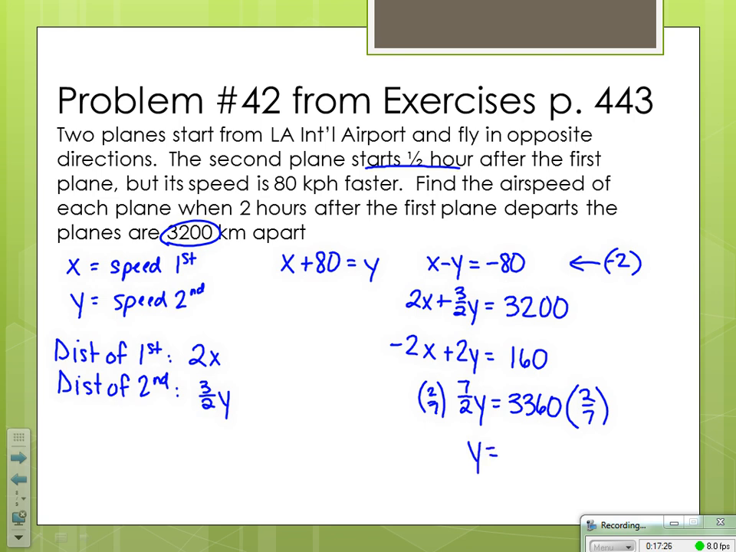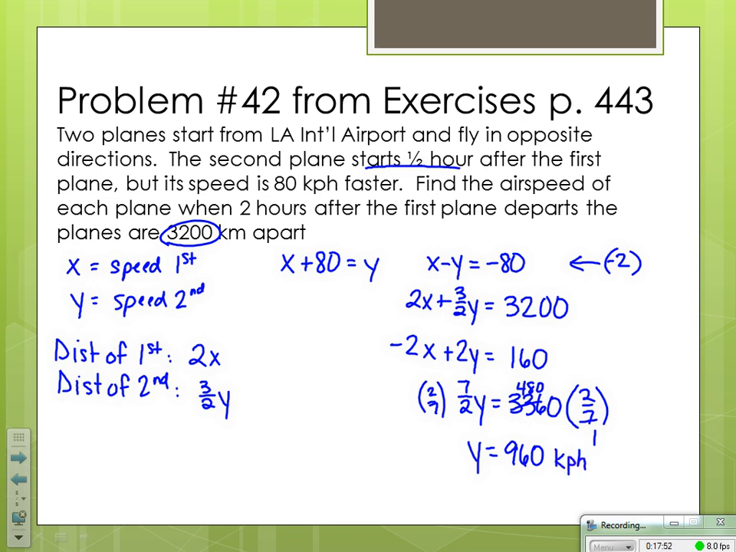So y is going to be equal to, and this is going to actually cancel, I can divide both of these by 7. 480, I think. So 480 times 2, I get 960. So y is the speed of my second plane. That one was going 960 kilometers per hour.